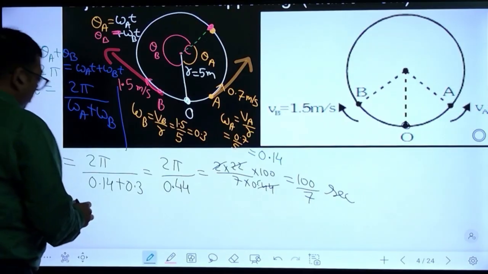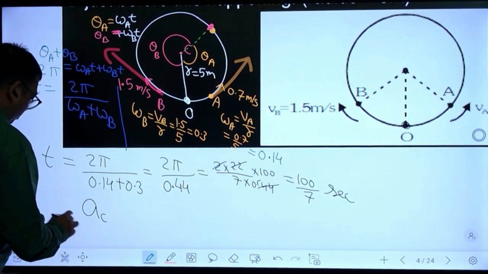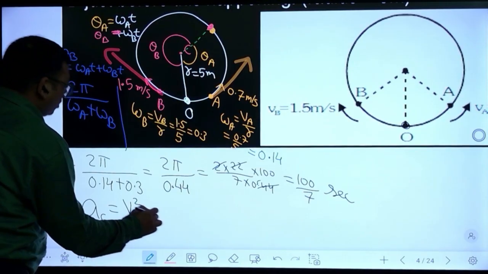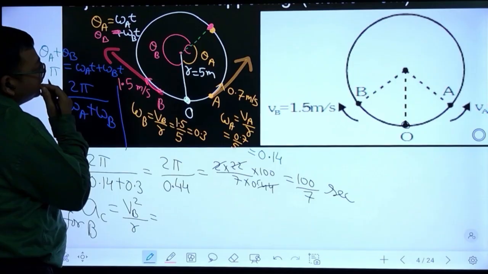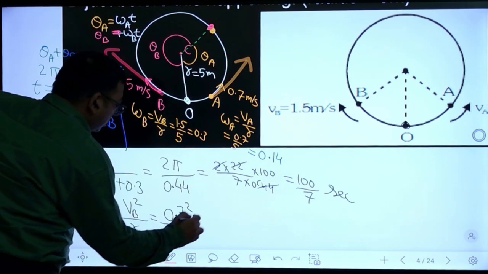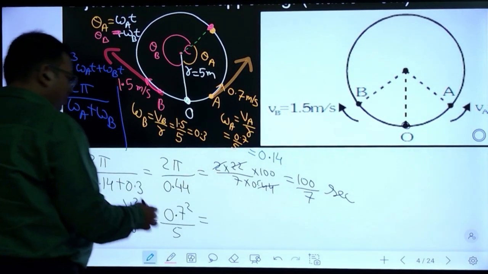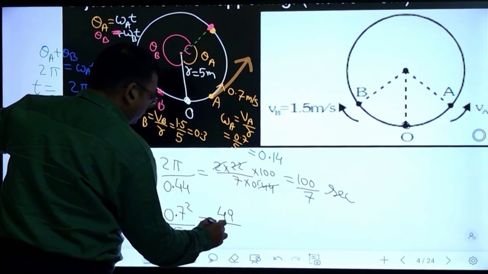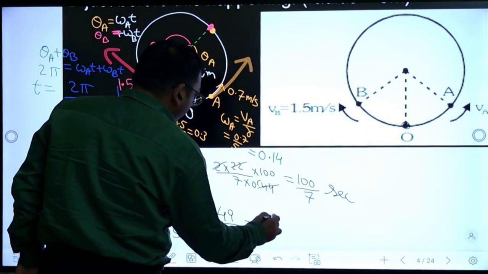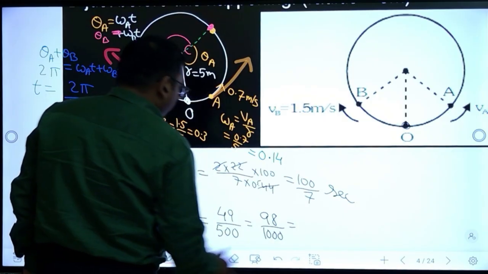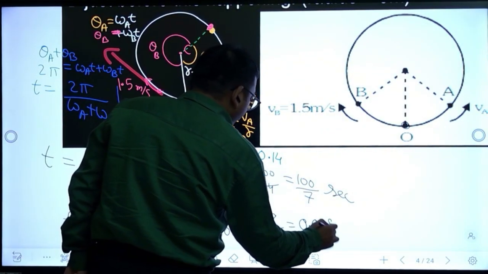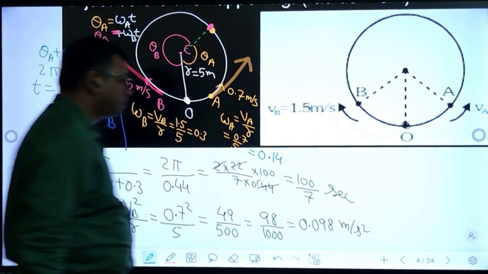So for B, centripetal acceleration is v_B square by radius. So velocity of B is already given, I think 0.7 they have given. So 0.7 square by radius, which is 5. This calculation we can do, right? 7 square is 49 by 100 into 5, 500 will come. So into 2 you do, so this will become 98 by 1000, correct? 98 by 1000 means 0.098 meter per second square. That's the answer. Clear?